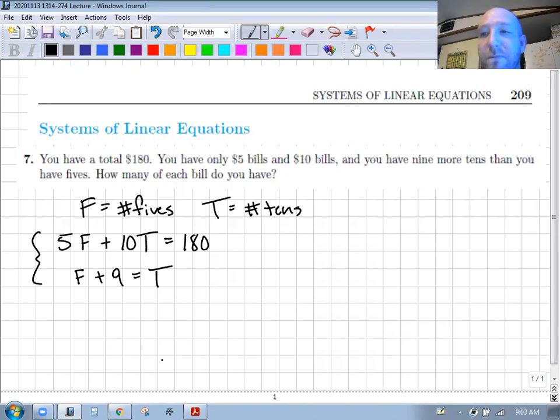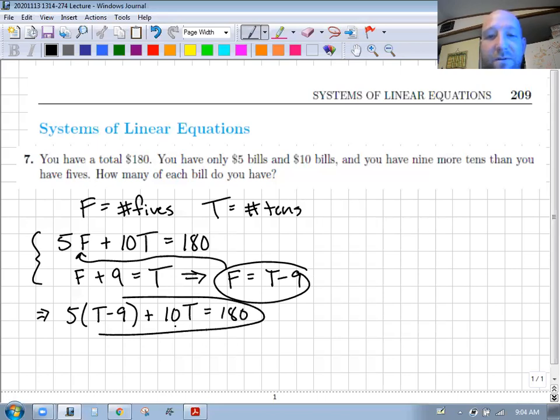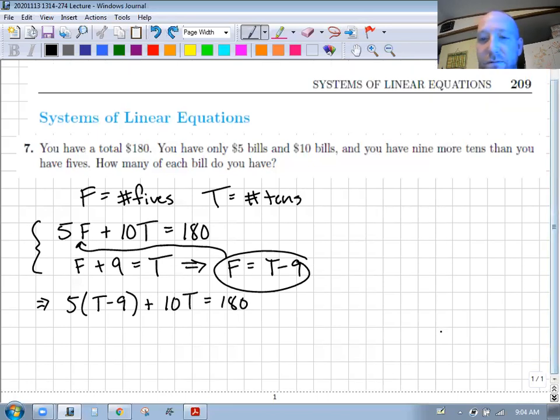Solve them. Let's see, we could do substitution. That's easy enough, right? Let's take F here and rewrite it like that, and we can plug that in right there. That would give us 5 times t minus 9 plus 10t is 180. Now I have one equation with one unknown. We could solve for t.